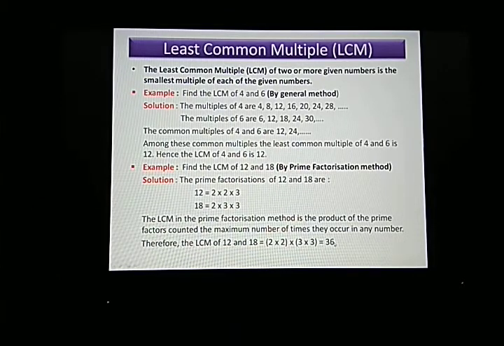So this is also one of the easiest methods, you can say. But you have to be sure which factors are repeating the maximum number of times, or which has occurred the most number of times.